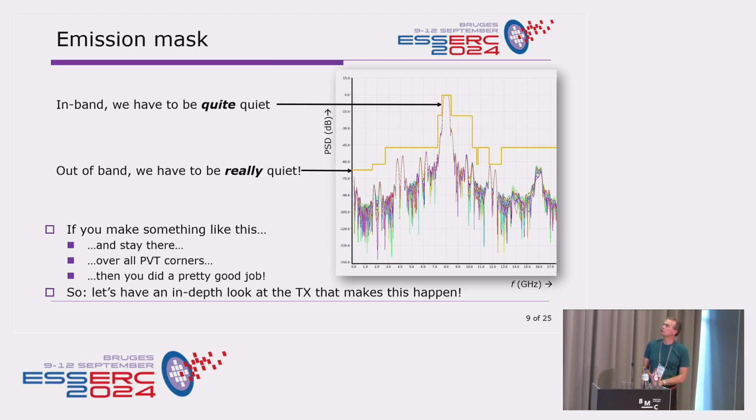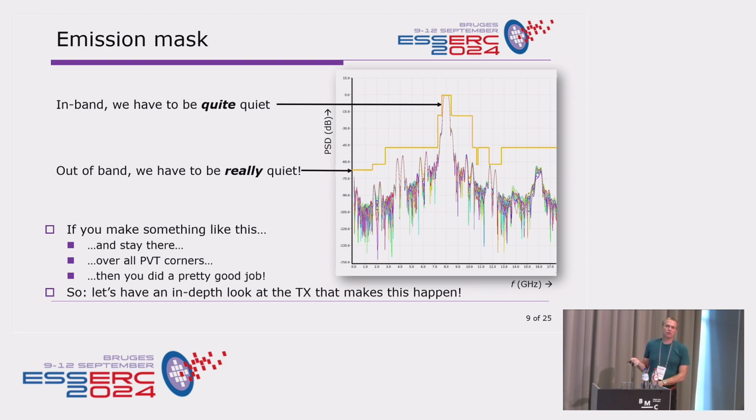This is an example of such a regulatory mask. And you will recall a few slides back, I said you have to be very quiet. The very quiet level is up there. This is the 500 megahertz of bandwidth that you're allowed to transmit. And the yellow line goes down way outside of the band of interest, telling you you have to be really, really, really quiet in all the other places.